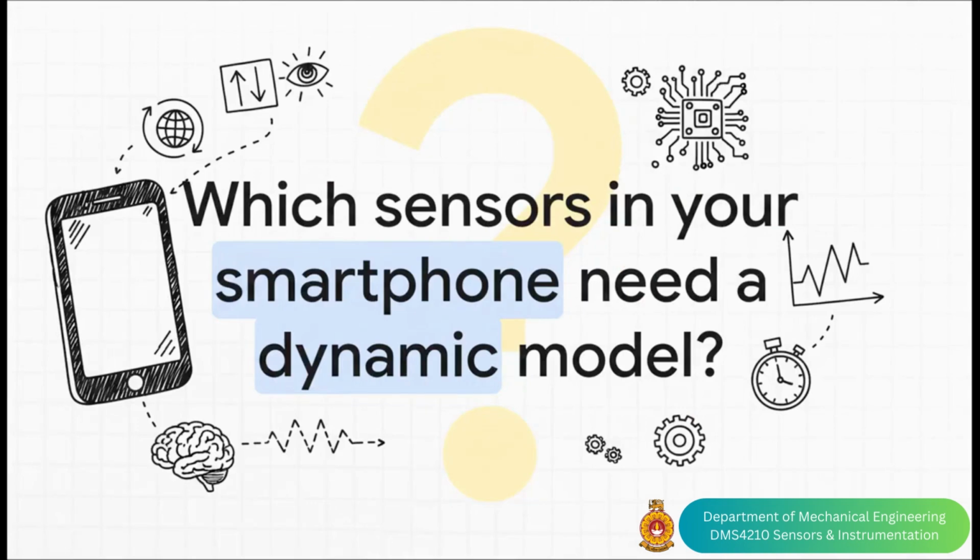So I'll just leave you with this little thought experiment. Grab your smartphone. It is absolutely jam-packed with sensors. Which ones, the accelerometer that flips your screen, the light sensor that dims the display, the GPS, which of those would be totally useless without a dynamic model to describe how they work? The answer to that tells you almost everything you need to know about how our modern world is built.